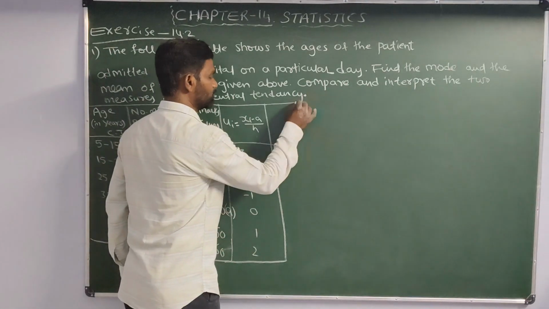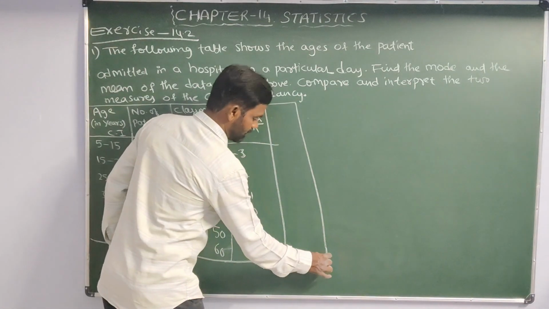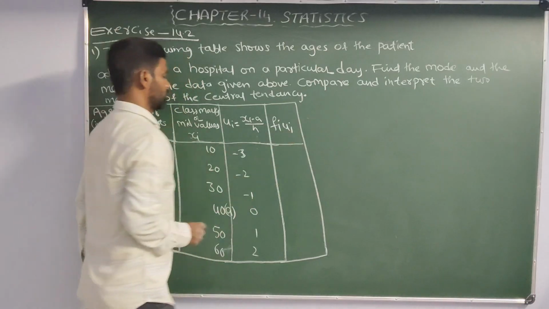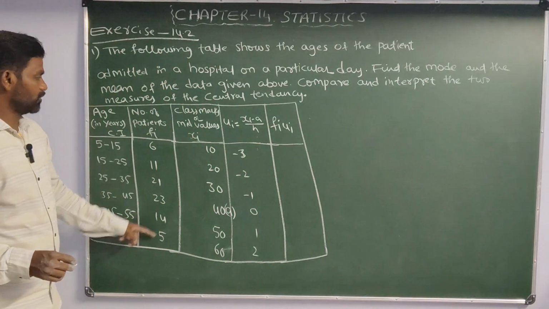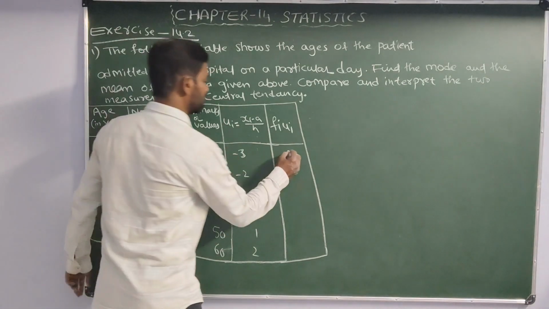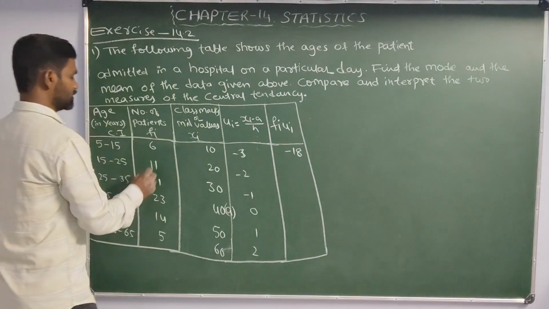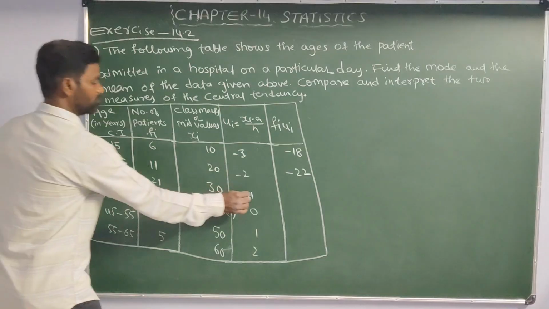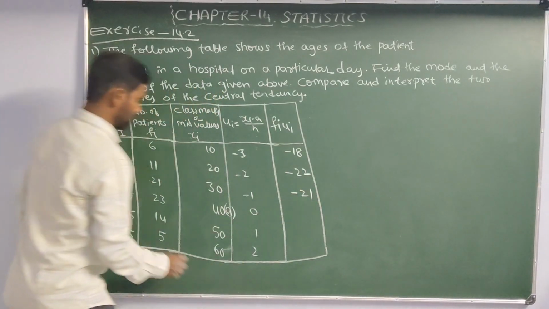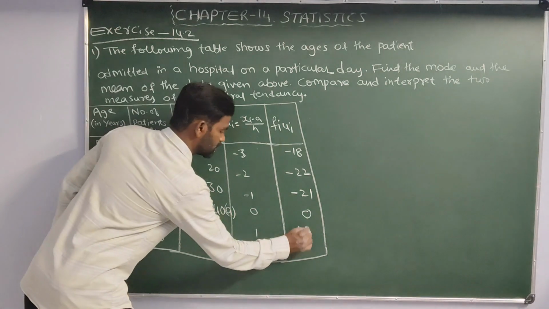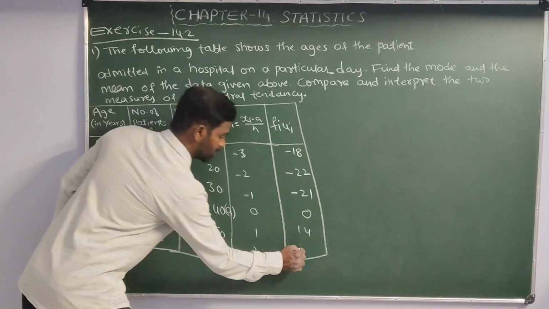Next step, our next column is FiUi. Fis are these values and Uis are these values. Multiply 6 into minus 3, it is minus 18. 11 twos are 22, it is minus 22. 21 ones are 21, minus 21. 23 into 0 is 0. 14 ones are 14. Next, 5 twos are 10.